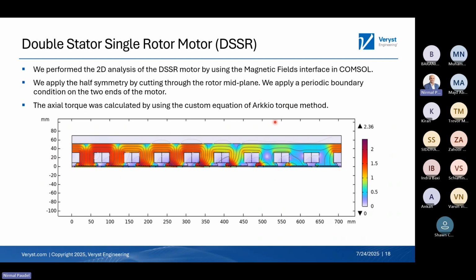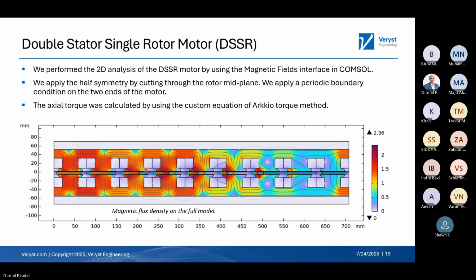We also applied the arkkio torque method, which is less sensitive to the mesh size, unlike the Maxwell stress tensor method, where we calculate the torque on the volumetric or domain-level feature. Instead of using a rotating machinery interface, in this particular example we use the magnetic fields interface. And this is just a mapping of the results onto the second half using a data set in COMSOL, where you can mirror the data from the top to the bottom. So it's the result for the full model.